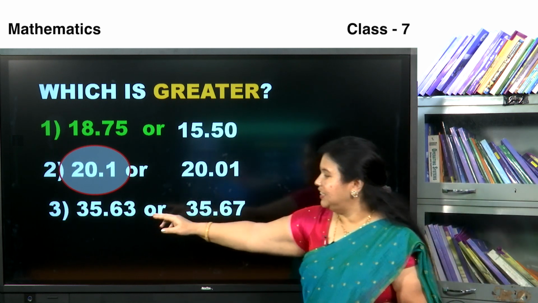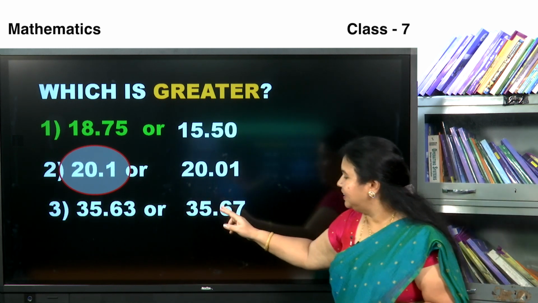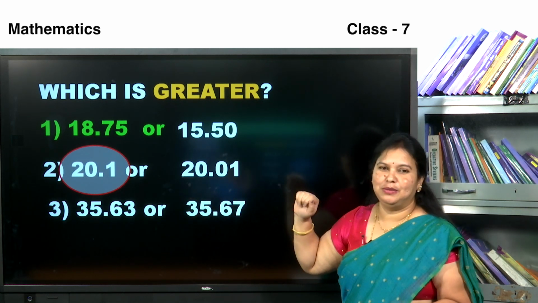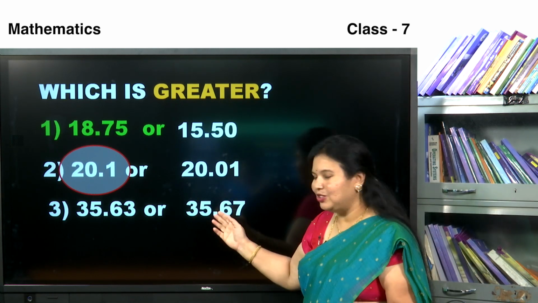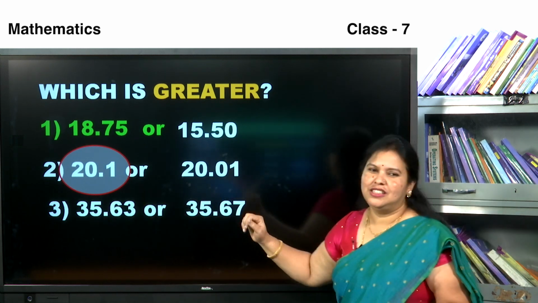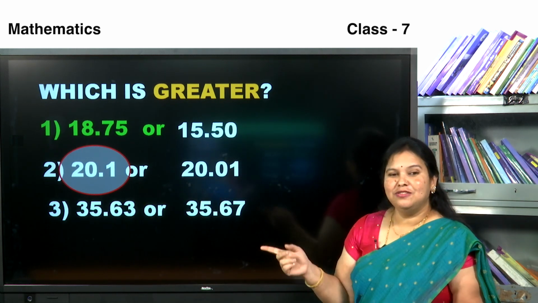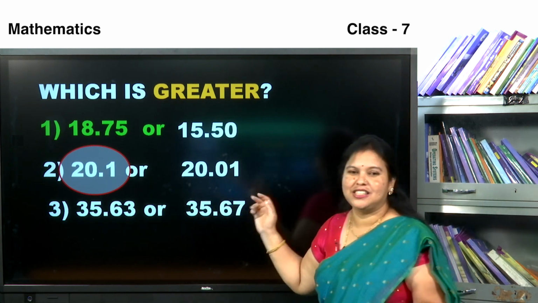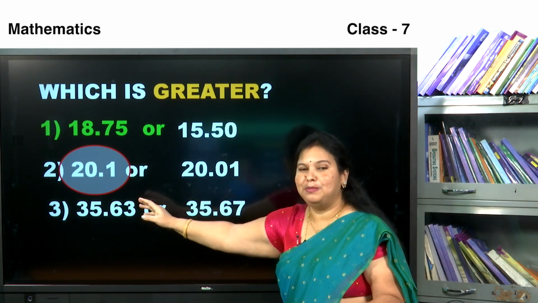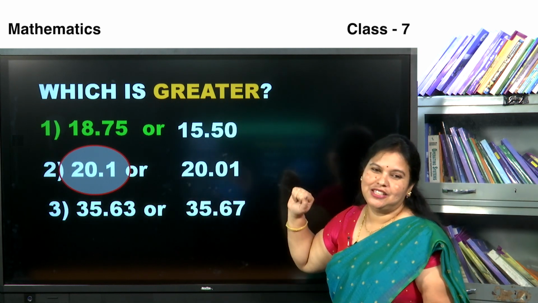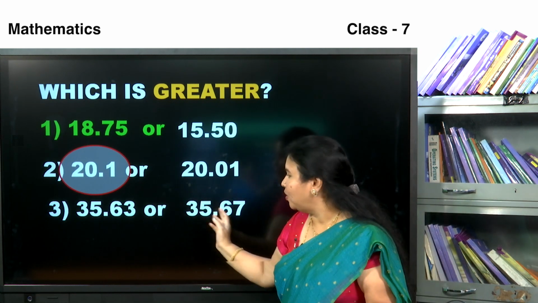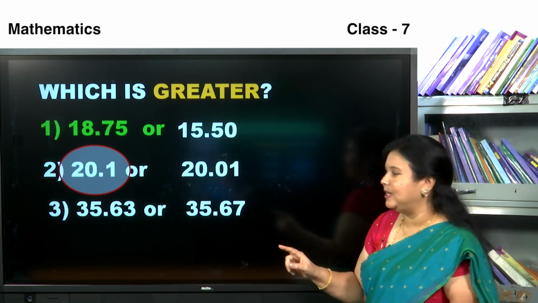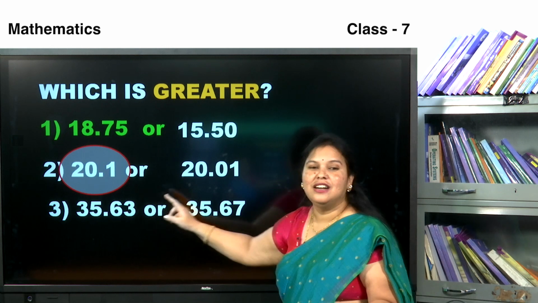Here 35.63 and 35.67 is there. You just compare these two and tell me which one is greater. First we have to compare the whole numbers, but here both are same. Then we have to compare the digits in tenths place, but here 6 is common in both the cases. So, what we have to do? Then we have to compare the numbers in hundredths place.